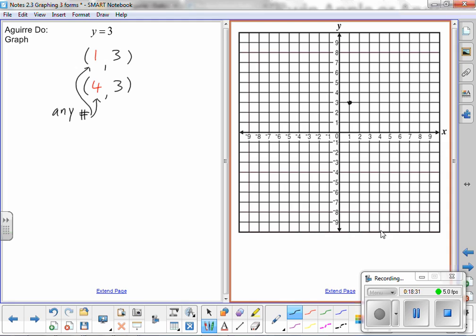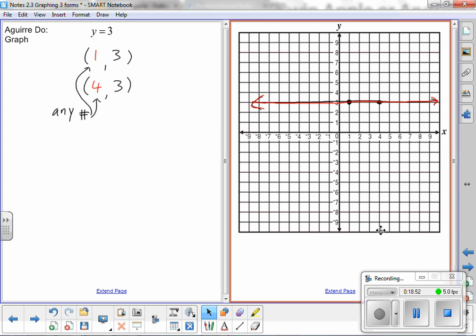So I'll graph it. My 2 points I found were 1, 3, so you're going to go right 1 and up 3. The second point is 4, 3, so I'm going to go over 4 and up 3. And there's your y equals 3 line going across right here. Actually, let me make that in another color here. There you go. So you have a horizontal line going side to side.